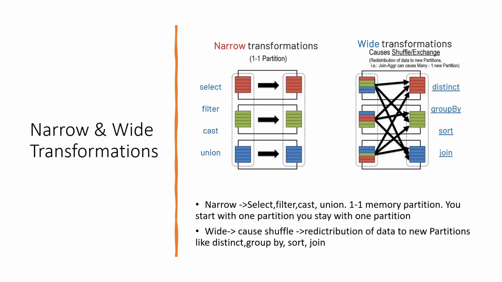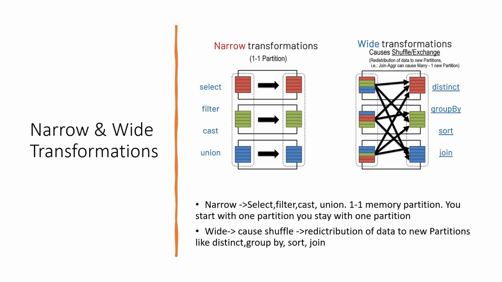Then we have narrow and wide transformations. Narrow transformations are the ones that start with one partition and they stay with one partition. For example, we have select, filter, cast, union. All those transformations start with one partition and they end with one partition. But when we have wide transformations, on the other hand, they are those transformations that cause a shuffle, and we have to redistribute the data to new partitions.